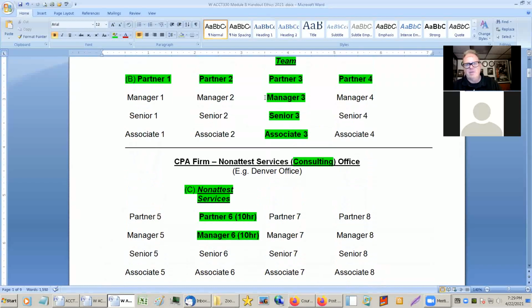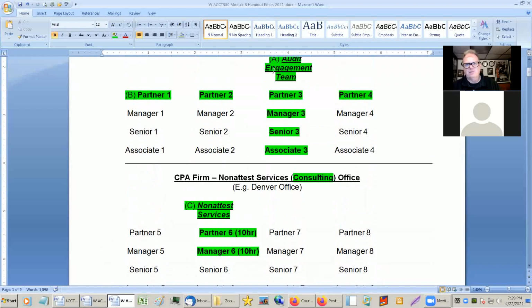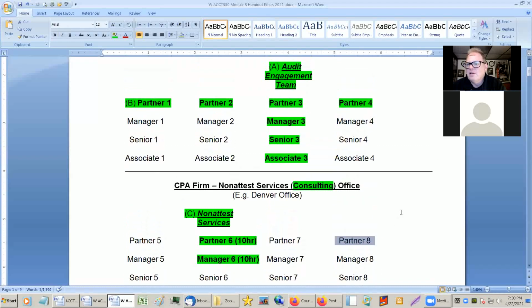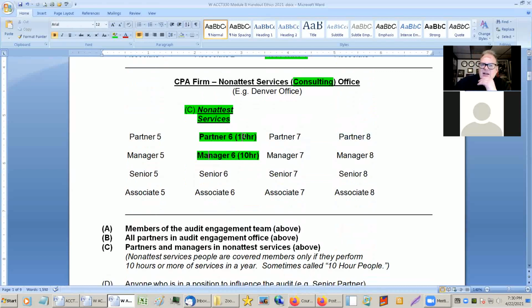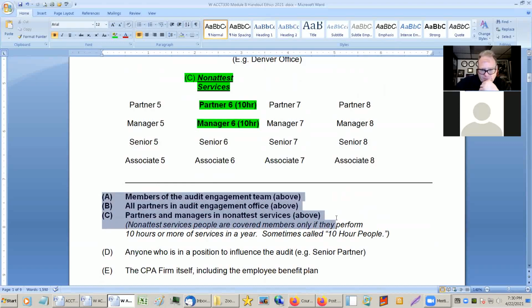So these are the people that are held to the higher standard. The other people aren't. For instance, if you're a senior and you're not on the audit, you're not a covered member. The covered member rules don't apply to you. If you're a manager, or even a partner down here in this consulting office, the rules don't apply to you. You're not a covered member. It's only those people considered covered members that the covered member rules apply to. You'll notice the non-attest ones is only the partners and managers, and then there's this 10-hour rule, which we'll talk about. So these are the main people that you think about when you think about covered members.